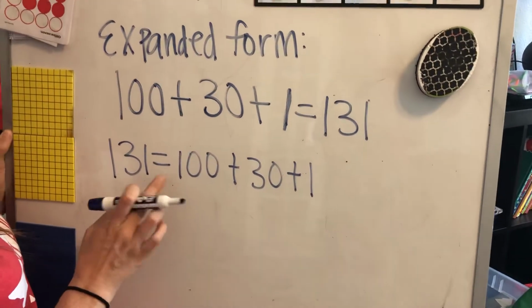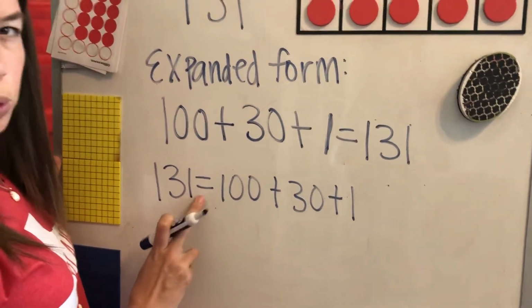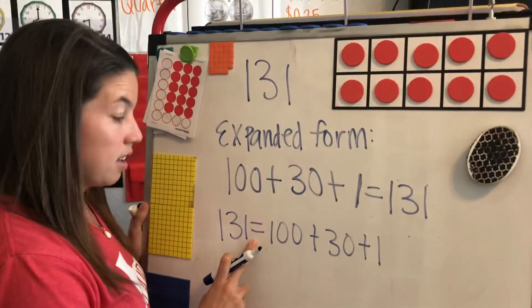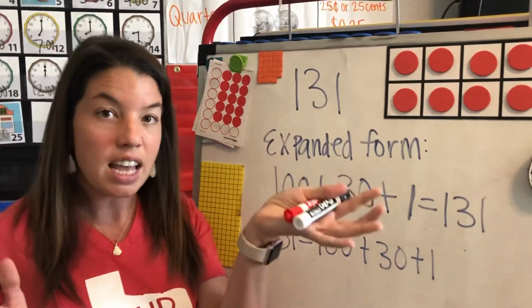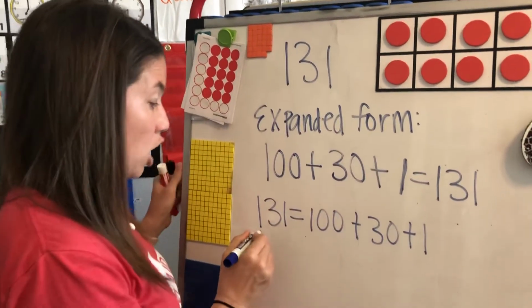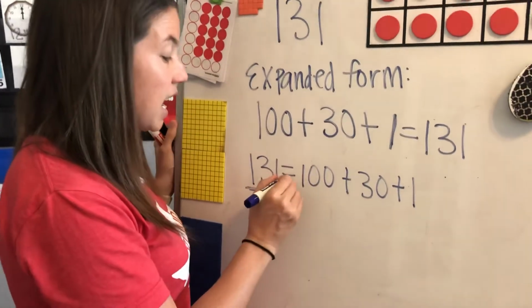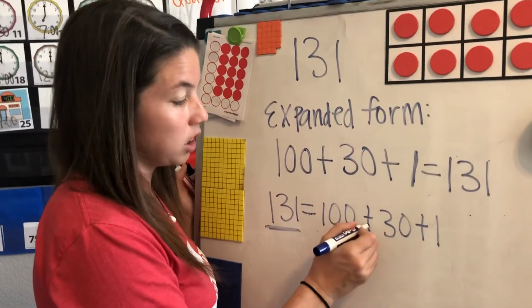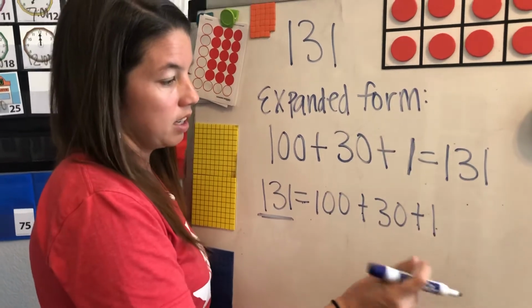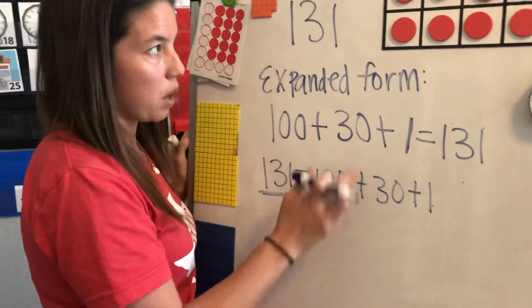Because it doesn't really matter. This sign, who remembers what this sign means? That's right, it just means that what's on this side is the same as what's on this side. 131 is the same as 100 plus 30 plus 1. So equations can be written either way.